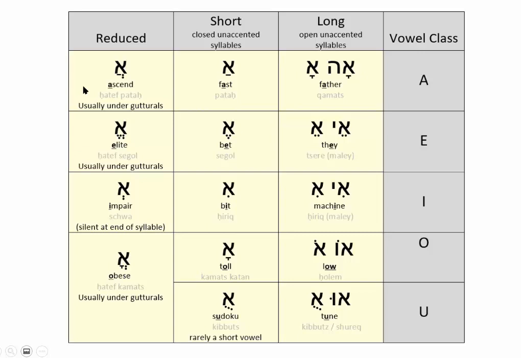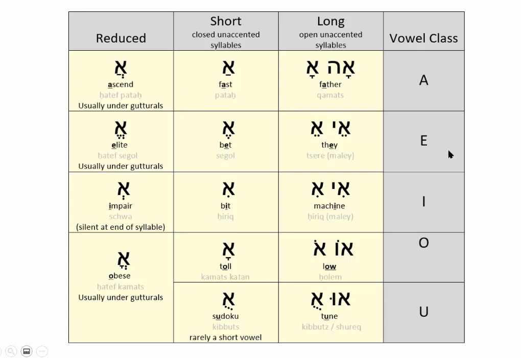The reduced A-class vowel is called chatef patach, and it's pronounced very briefly, like the A in the word ascend. This kind of chatef vowel typically shows up with guttural letters. You typically won't see it with non-guttural letters.